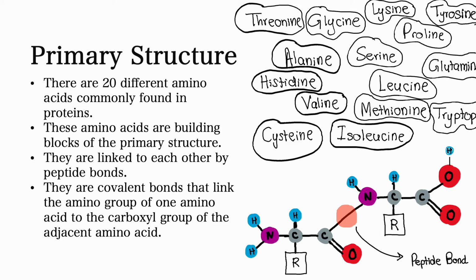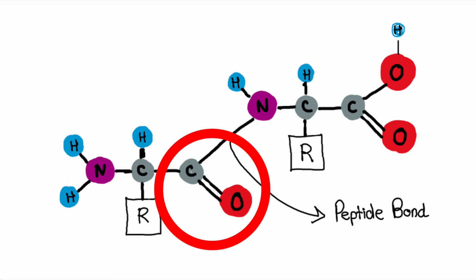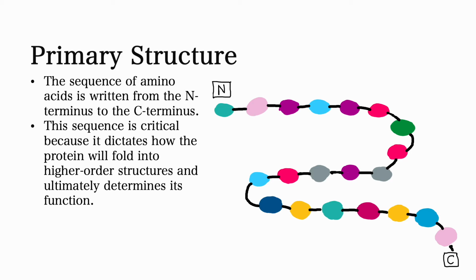There are 20 different amino acids commonly found in proteins. These amino acids are the building blocks that make the primary structure of polypeptide chains. They are linked together by peptide bonds. Peptide bonds are covalent bonds. They link the amino group of one amino acid to the carboxyl group of the adjacent amino acid. The sequence of amino acids is written from the N-terminus to the C-terminus. This sequence is critical because it dictates how the protein will fold into higher order structures and ultimately determine function.